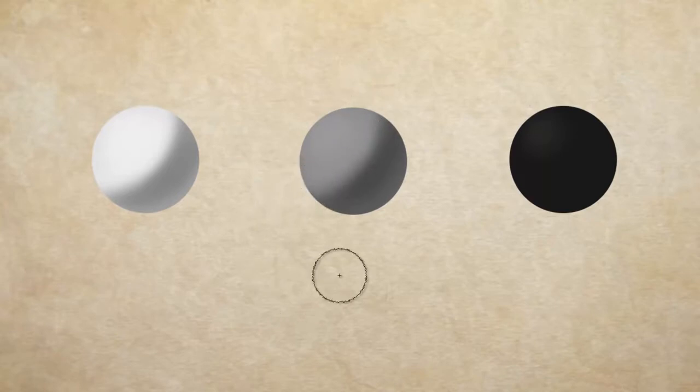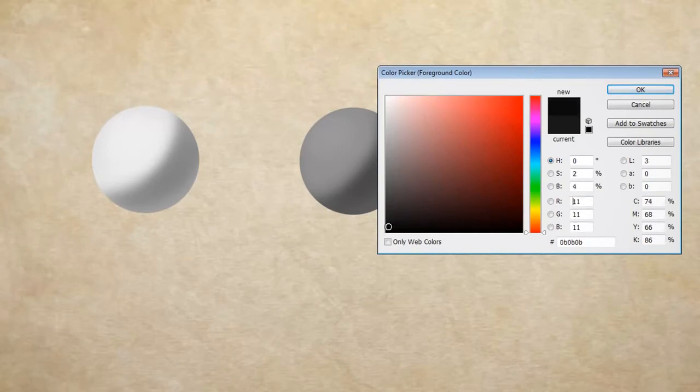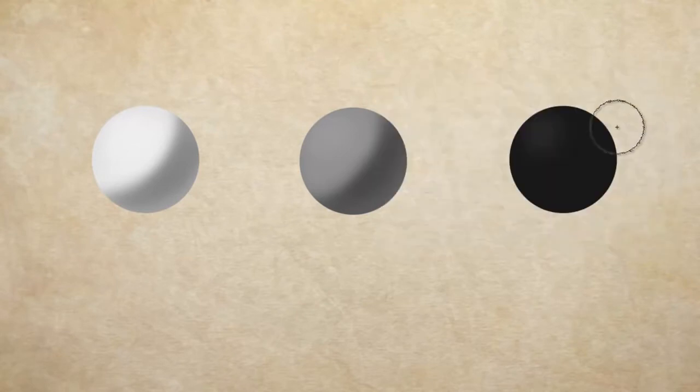And again, I'm just smoothing out that transition so it cuts the sphere directly in half. And for the black, it would be here.